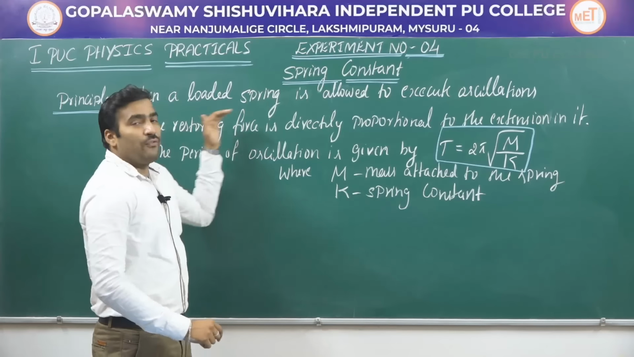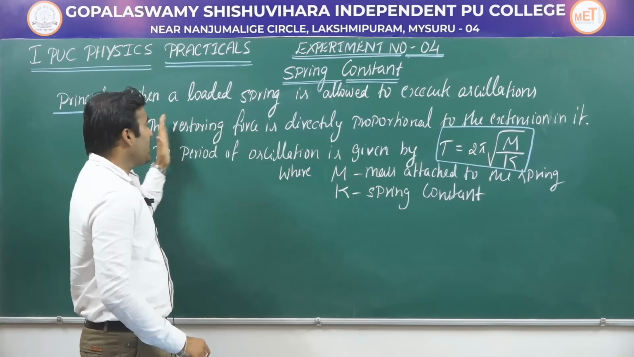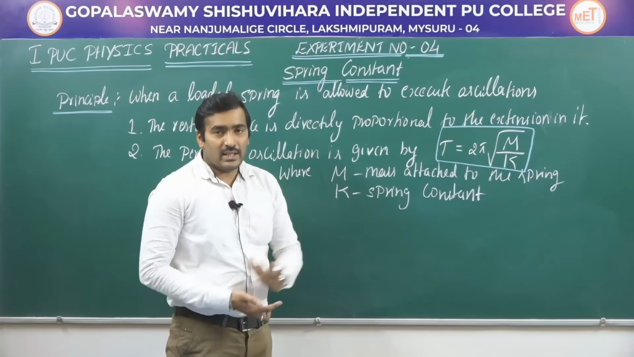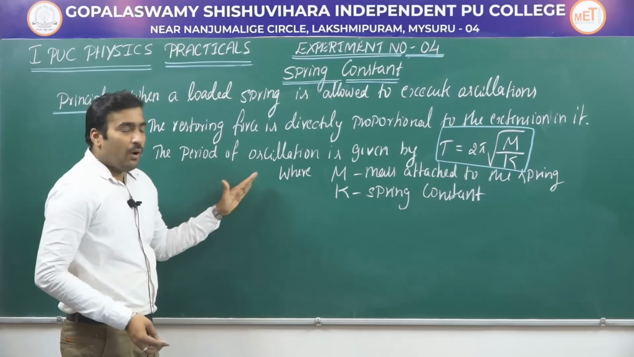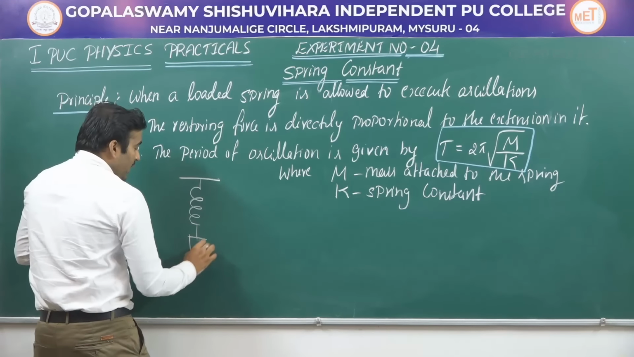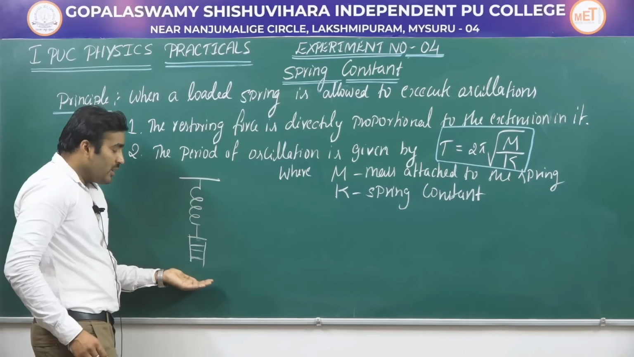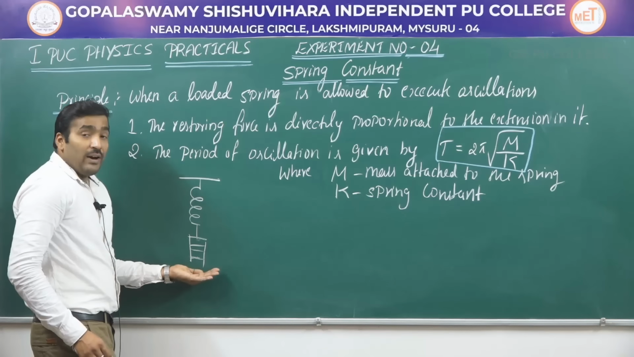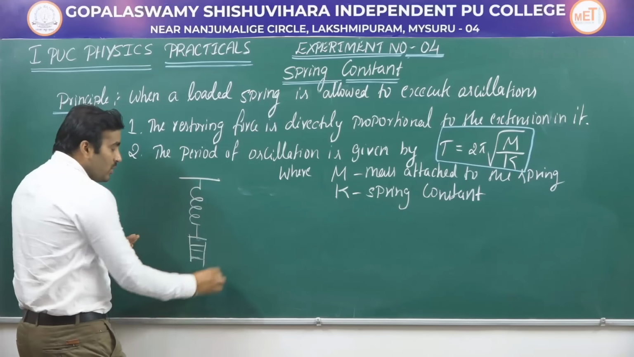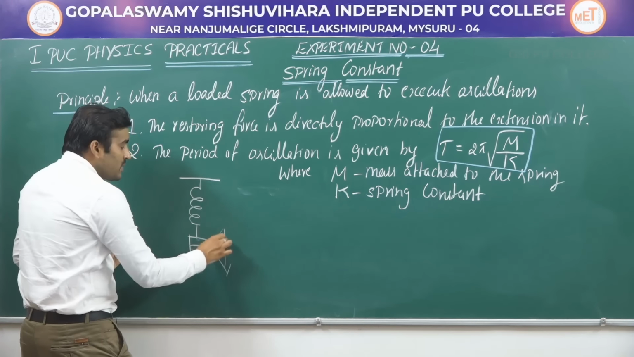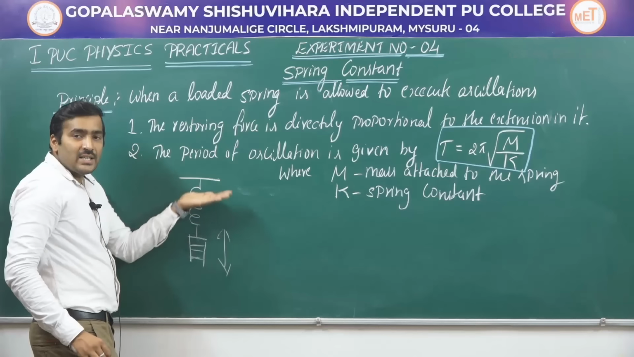Now, we understood the first part of the principle, correct? The restoring force is directly proportional to the extension. Now, let us understand the second point. If the spring is loaded with some mass, and if I pull this load slightly in the downward direction and release it, what happens now? The spring performs vertical oscillations like this.